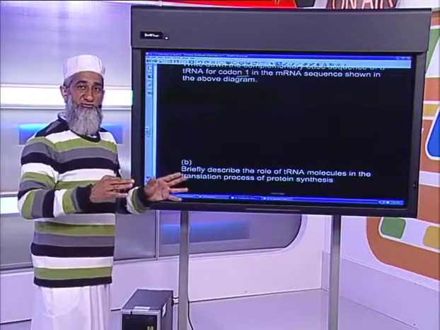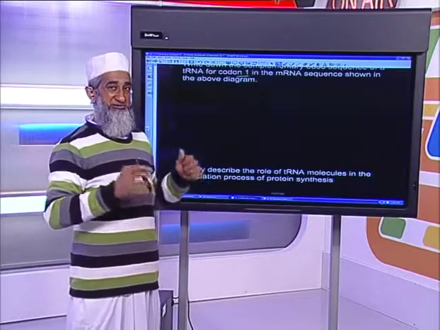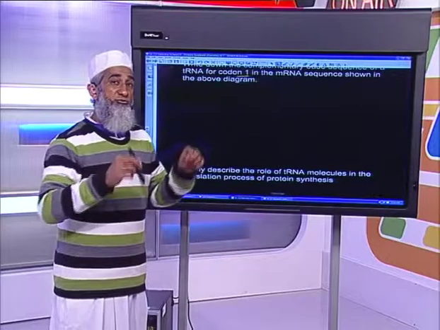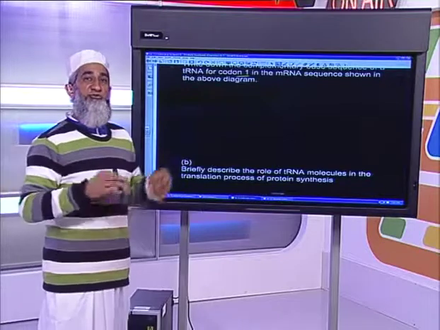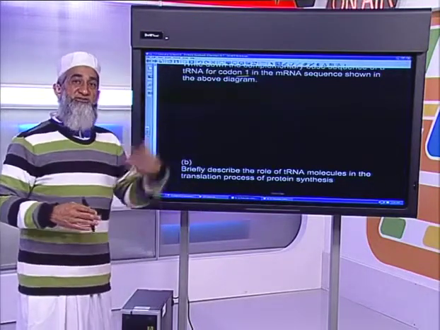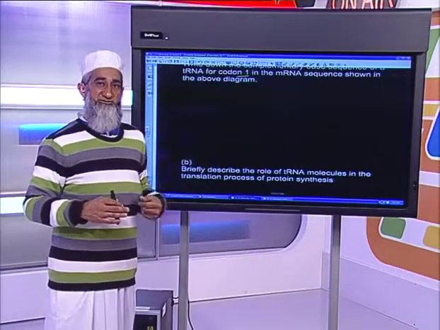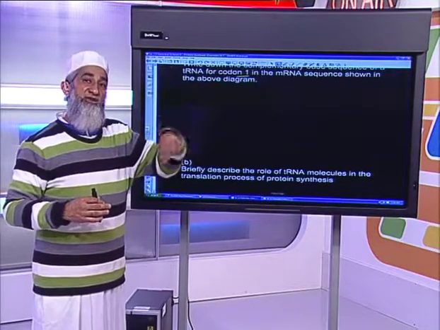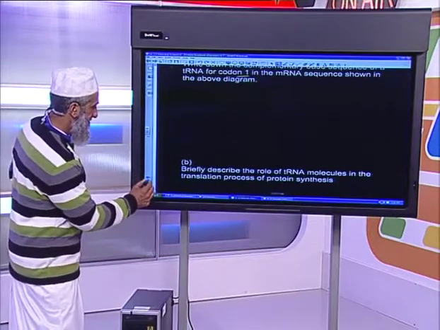Transfer RNA molecules pick up amino acids from the amino acid pool in the cytoplasm and bring them to the ribosome according to the code provided by the messenger RNA. If you want to, you can use the words codon and anticodon in your answer. In other words, transfer RNA acts as an anticodon, picks up amino acids, brings them to the ribosome according to the code provided by messenger RNA, which is the codon. That is your answer for that one.